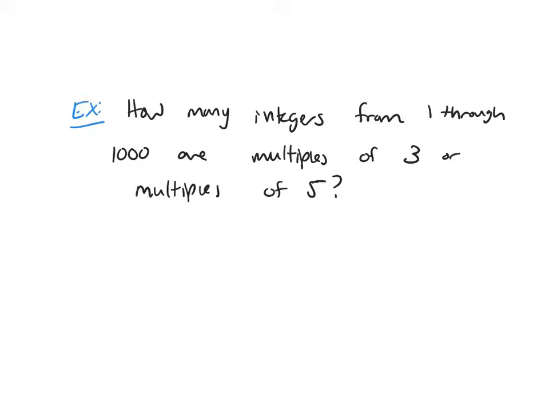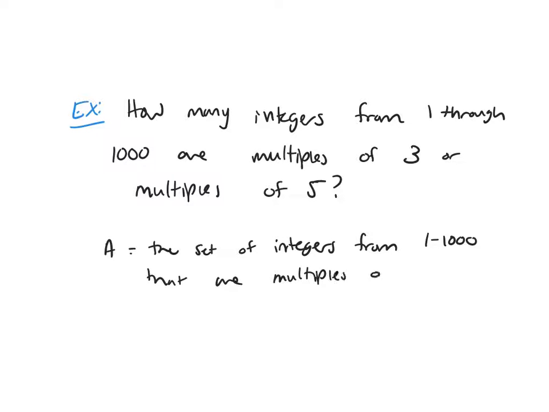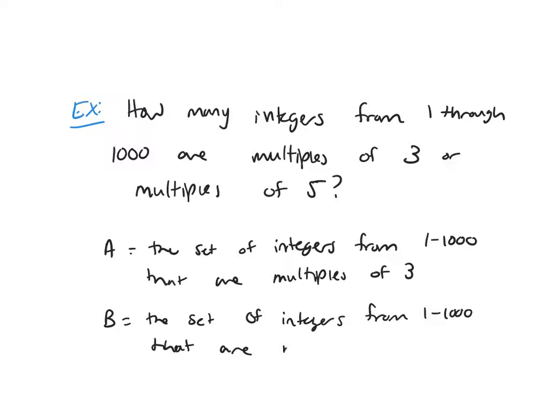So here I'm going to use A to represent the set of integers from 1 to 1,000 that are multiples of 3. B would be the set of integers from 1 through 1,000 that are multiples of 5.